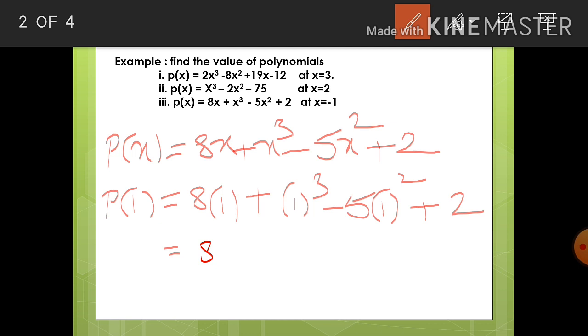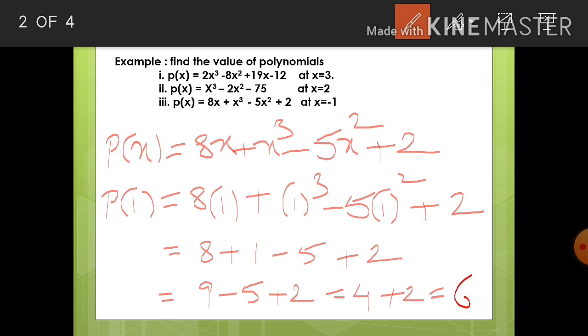8 ones are 8, plus 1 cube is nothing but 1, minus 5 into 1 square is 5, plus 2. 8 plus 1 is 9, minus 5 plus 2. 9 minus 5 is 4, plus 2 equal to 6. So the value of the polynomial p of x at x equal to 1 is 6. Okay, but in the question it is given x equal to minus 1. Okay, let us solve that one also.